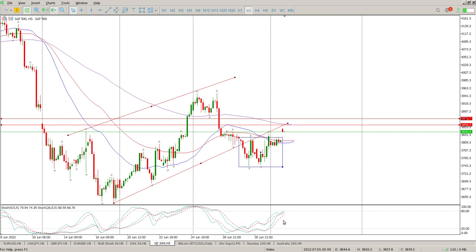I think, as far as I'm concerned, this is really just a retest of the break. I think you're going to get another leg down. It's only when we start getting above the highs of last week that I'll start changing that tune.